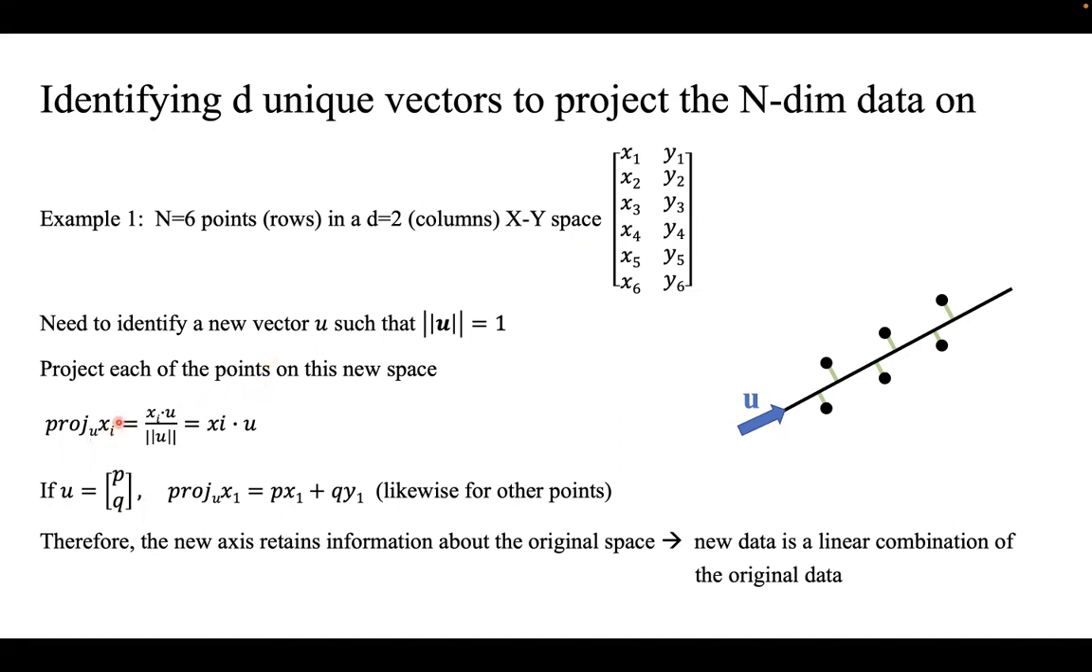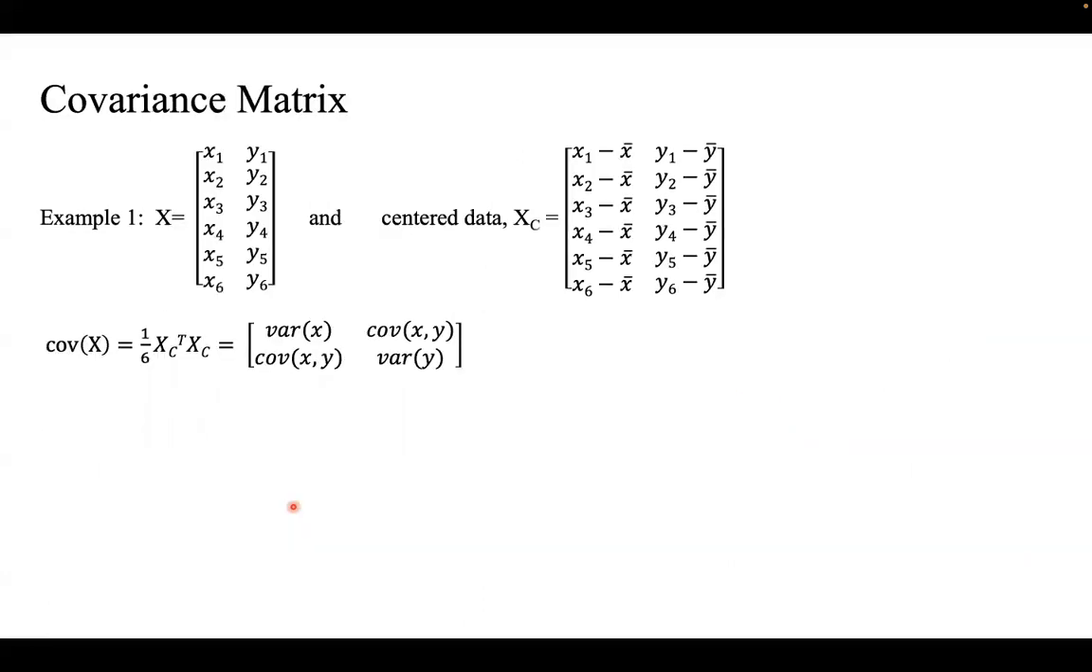So what we do is that we project each of our data points on this new axis. Let's take the example of x1, y1. If U is PQ, the output is going to be the dot product between x1 and U. So it becomes px1 plus qy1. That means the original information, which is x1 and y1, is retained. It's just changed by a proportion p and q respectively. So it's a linear combination.